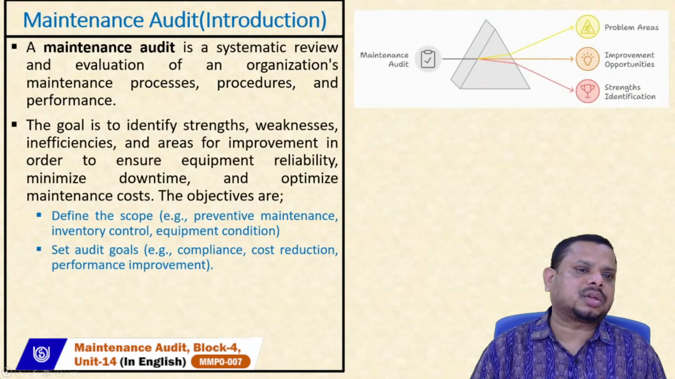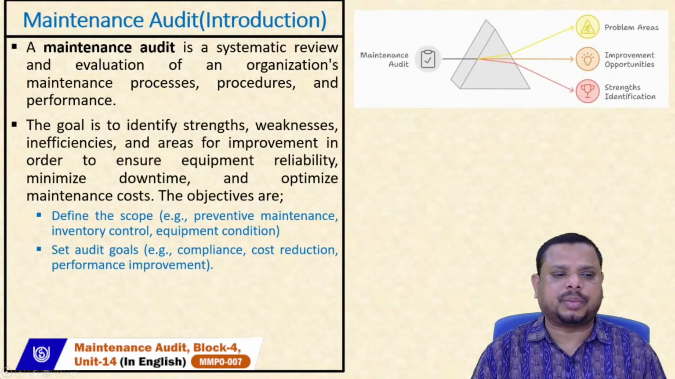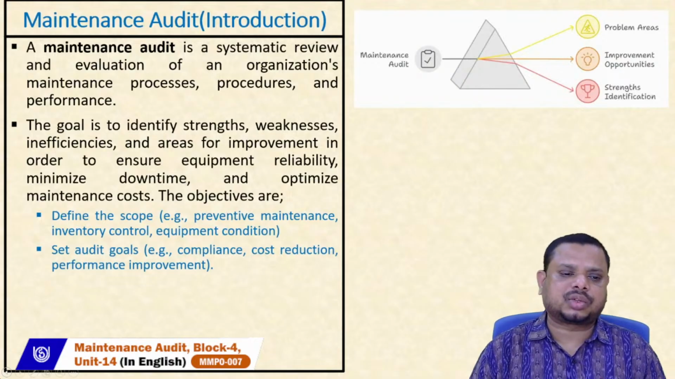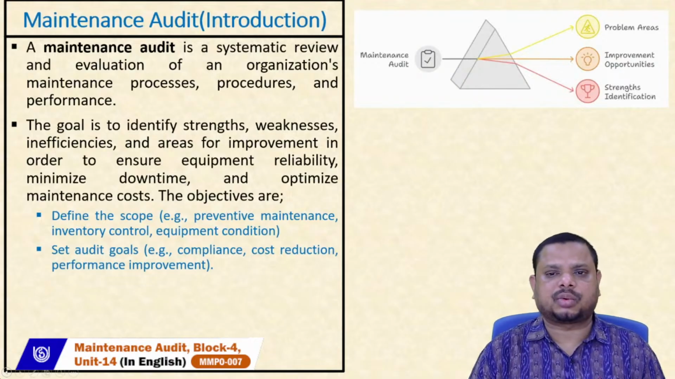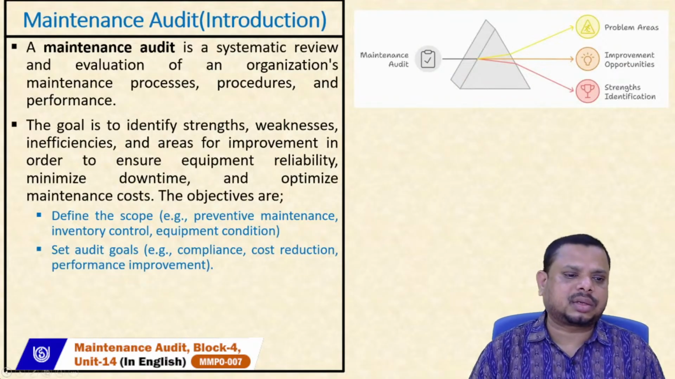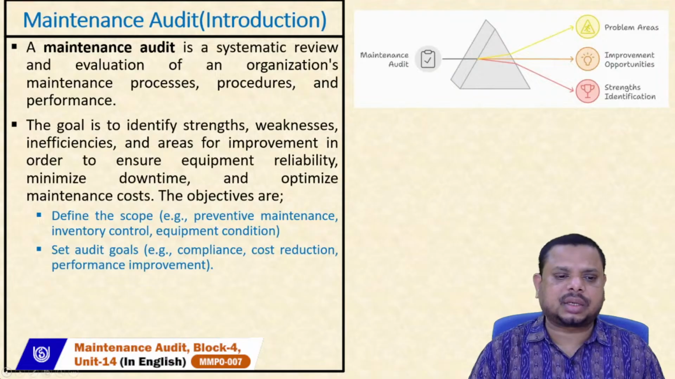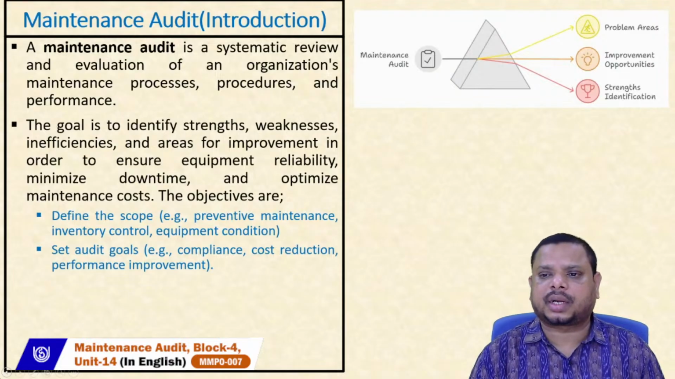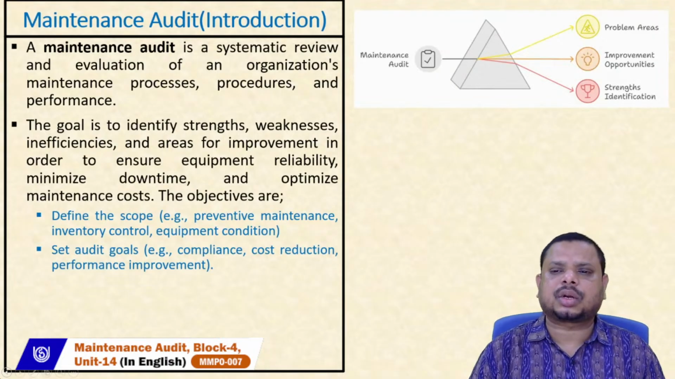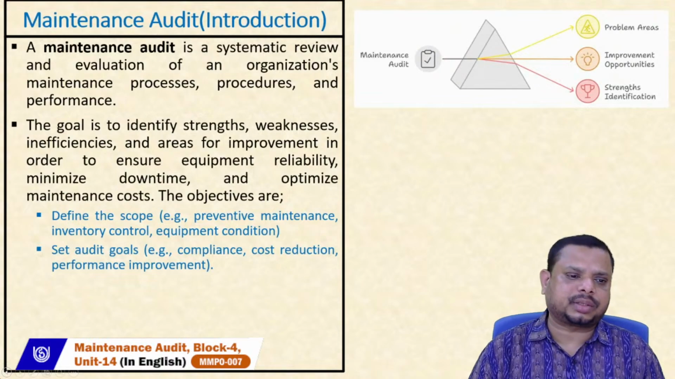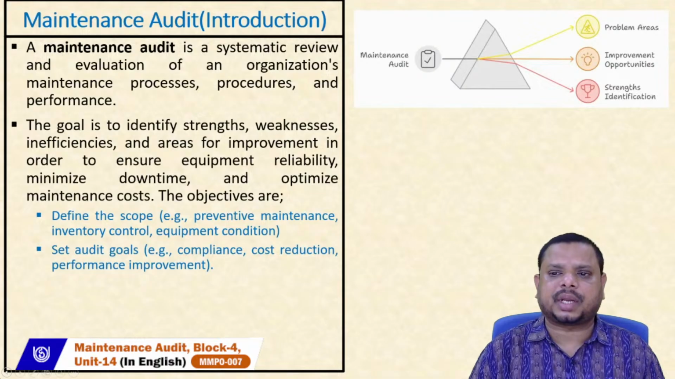As far as the maintenance audit is concerned, it basically includes, first, defining the scope. Under that scope, we have to go for the regulation, if the companies implement or introduce preventive maintenance and inventory control techniques, and they conduct equipment condition or condition-based monitoring for various equipment. So these are defined in the objective of maintenance audit.